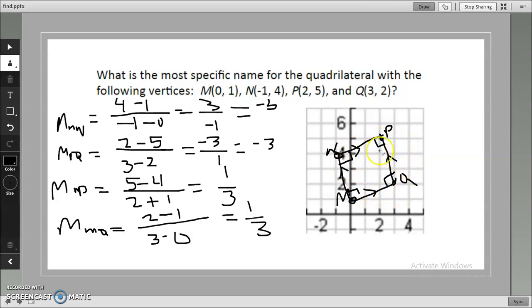Now we want to determine if it's a rectangle or a square, and so let's look at the diagonals instead of determining the sides. It's probably quicker to look at the diagonals to see if they intersect at a 90-degree angle. So we'll find the slopes of the diagonals. So let's find the slope of MQ. Excuse me, NQ.